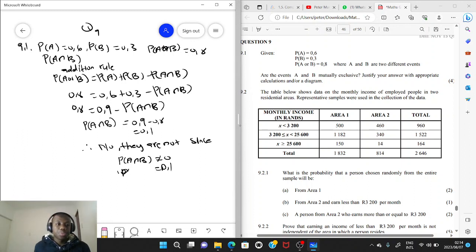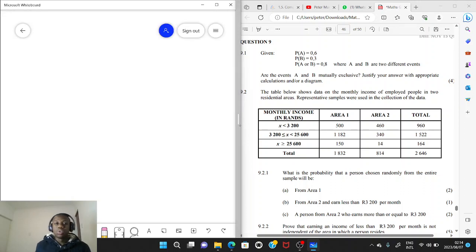Now let us find another page and head to 9.2. 9.2 reads as follows: the table below shows the data on the monthly income of employed people in 2 residential areas. Representative samples were used in the collection of the data. If we check here, we have 2 events: the monthly income, and the residence, which is area 1 and area 2.